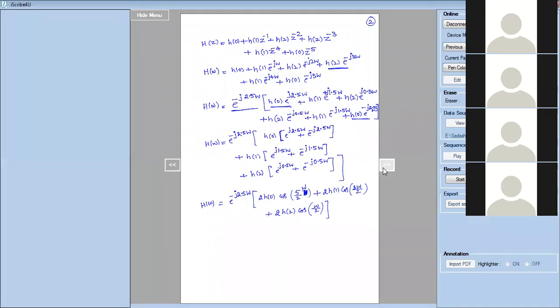Now I want only the magnitude. I'm not worried about the phase response. So if you consider the magnitude, it will be 2 times h of 0 into cos 5 omega by 2 plus 2 times h of 1 into cos 3 omega divided by 2 plus 2 times h of 2 into cos omega by 2.